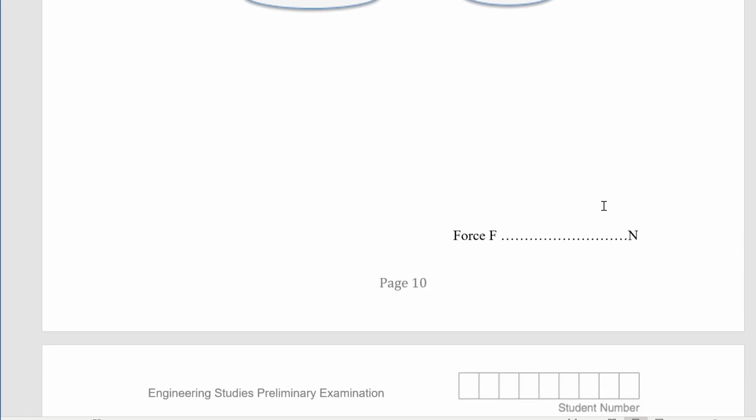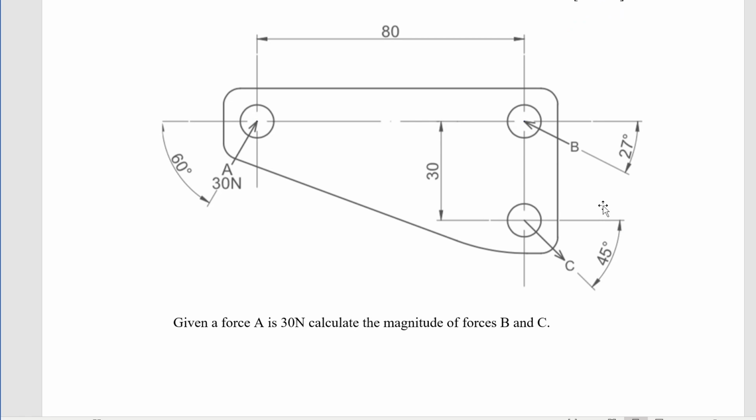Okay, did you get that? Yeah. Cool. Okay, this is a 3-force method question.